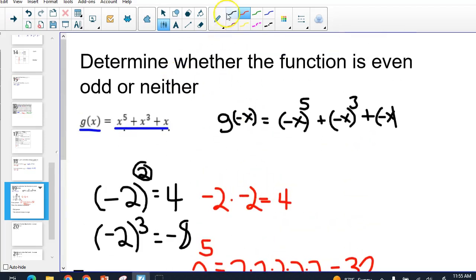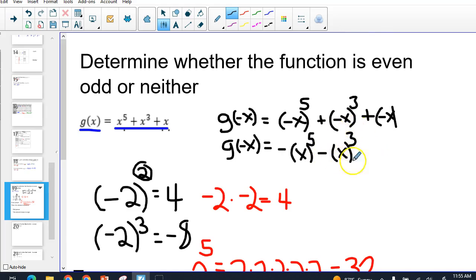Okay, so here, for our g of negative x, our negative x to the 5th is equivalent to negative x to the 5th, because we're going to keep the same sign, since the power is odd. Same here. I could bring that negative out.